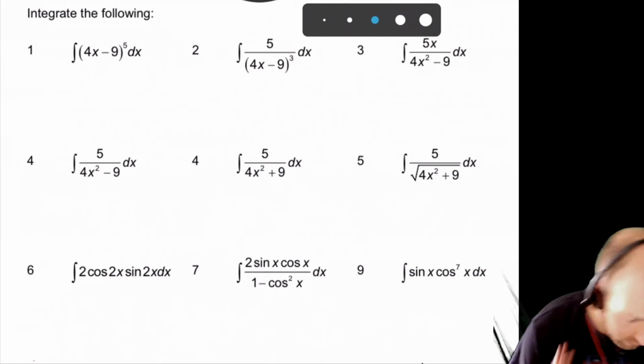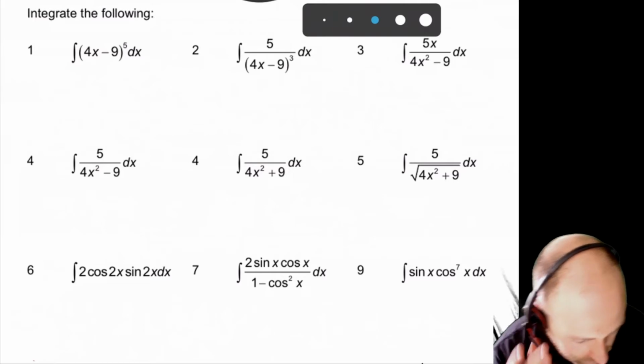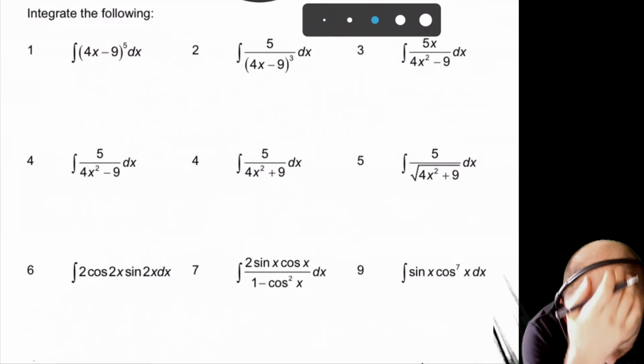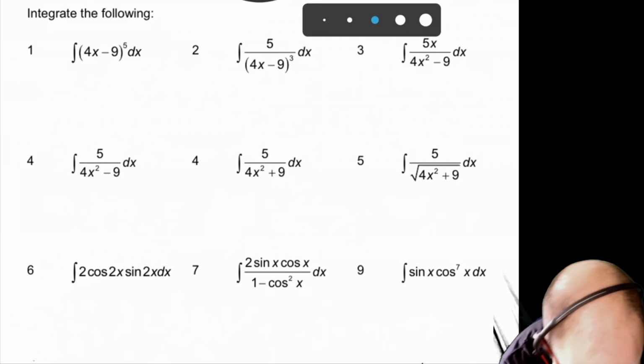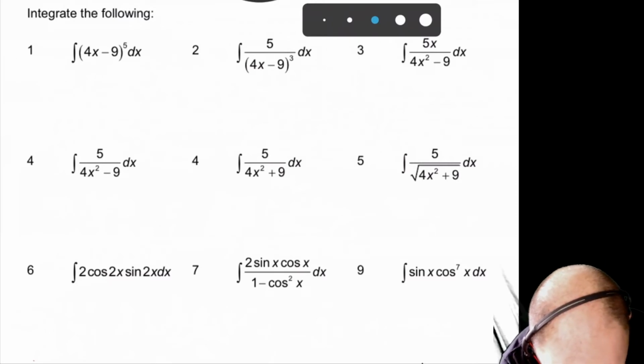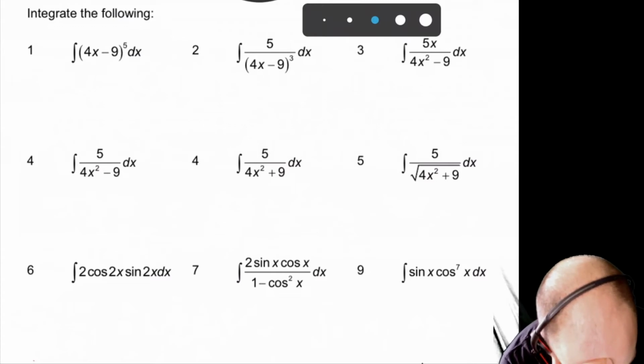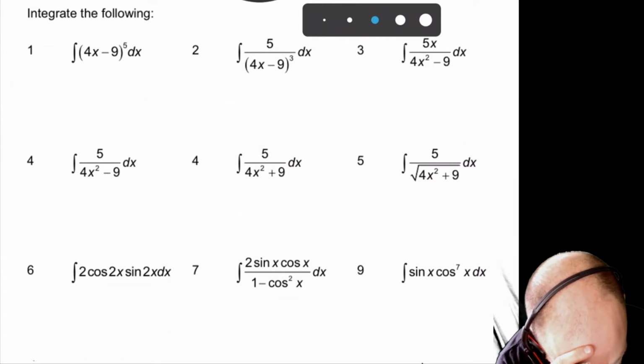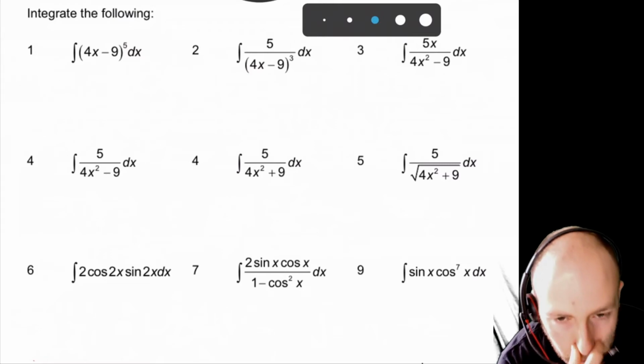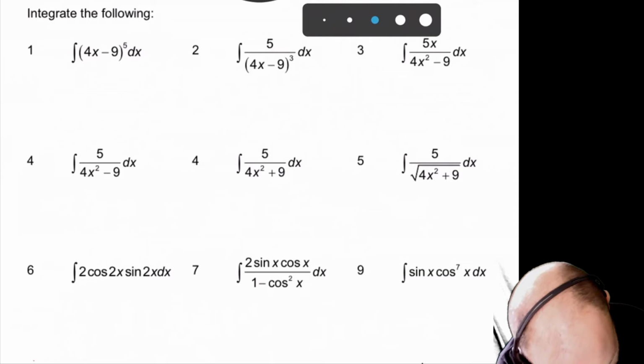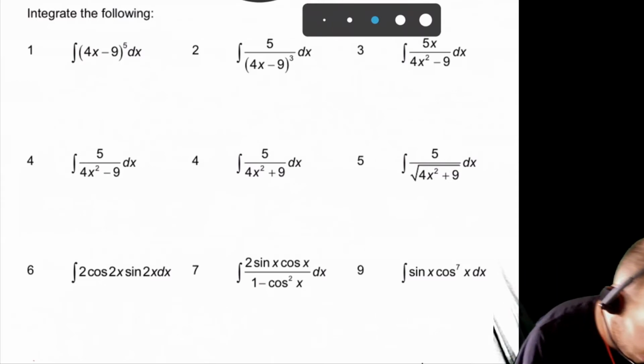Well, I think we're going to want another substitution here. We can bring it up to a negative half power. But because we've got x inside, you're going to get 8x, which isn't going to be much good. Yeah, so substitution for this one.